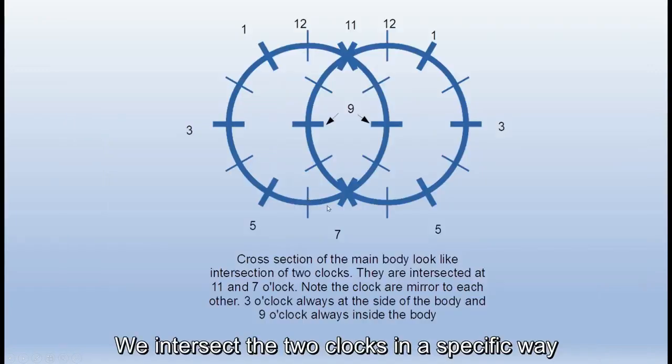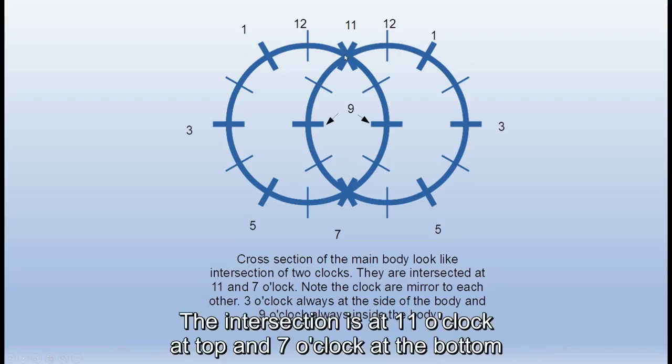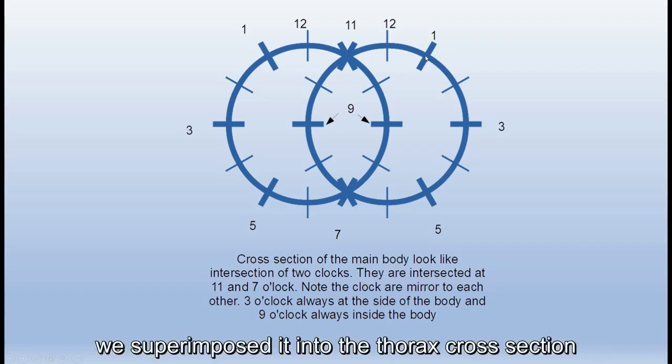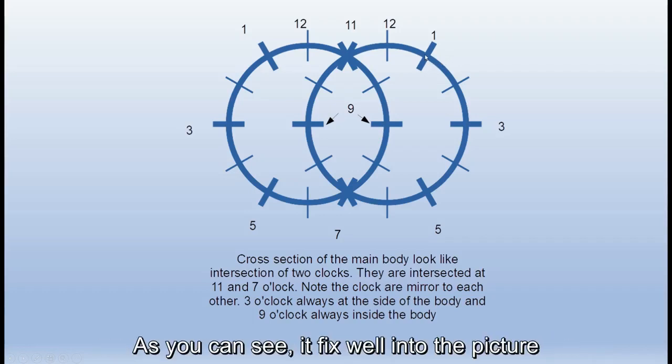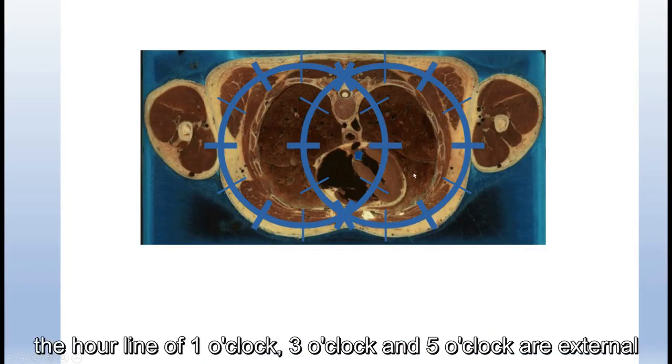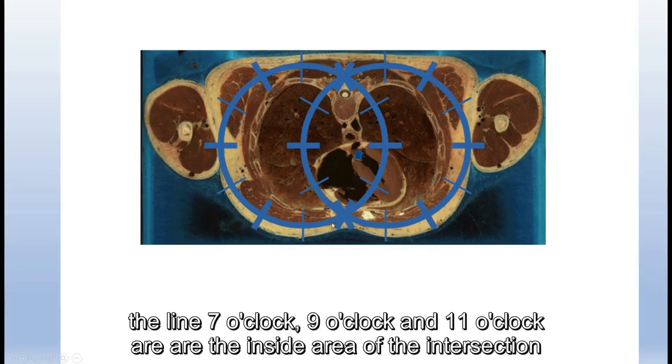Now, we intersect the two clocks in a specific way. As you can see, the intersection is at 11 o'clock at the top and 7 o'clock at the bottom. This gives you some idealized cross-section of the body. Now, we superimpose it onto the thorax cross-section. As you can see, it fits well into the picture. What is important is the position of the clock lines. The hour lines of 1 o'clock, 3 o'clock and 5 o'clock are external. The lines 7 o'clock, 9 o'clock and 11 o'clock are the inside area of the intersection.